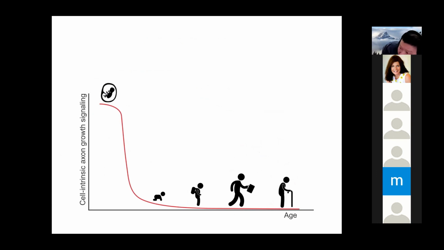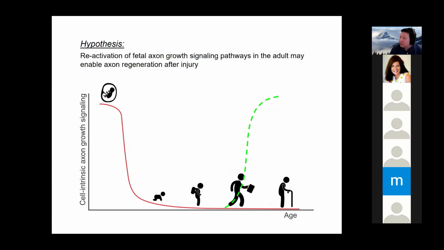Okay, so my lab has been focusing on identification of signaling molecules that give growth in the young developing neurons, and on the ways to activate these molecules to facilitate growth of injured mature spinal projection neurons. And this is our overall hypothesis: the reactivation of the growth mechanisms that are active in the fetus may reprogram the adult spinal projection neurons to enable axon regeneration after spinal cord injury.